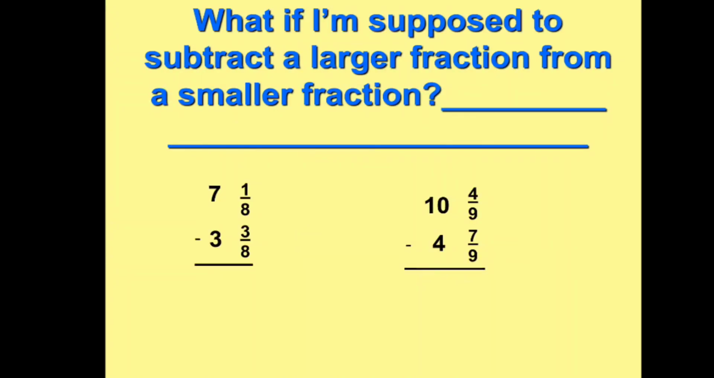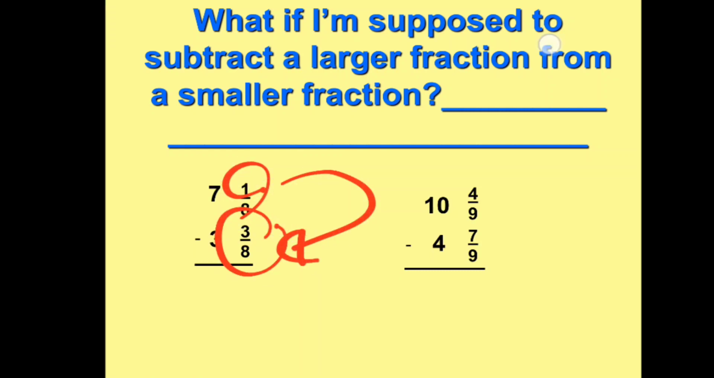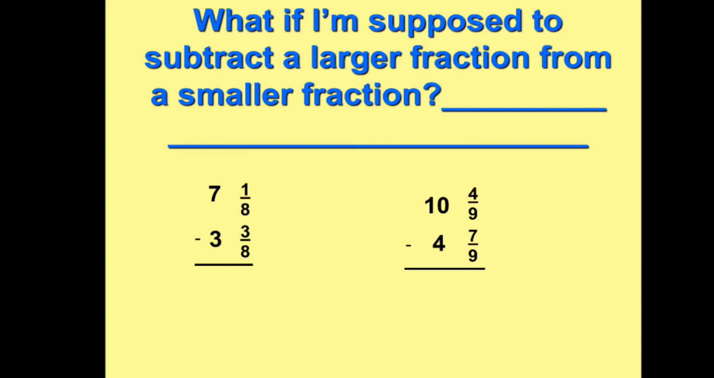So what if I am supposed to subtract a larger fraction from a smaller fraction? Just like in the problem below. We have 7 and 1/8 subtracted by 3 and 3/8. Since we have the same denominator, we can easily subtract the fractions. But what we have here is a smaller fraction subtracted from a larger fraction, and we know that we cannot do that because 1 minus 3 is not possible. So how are we going to do that now?